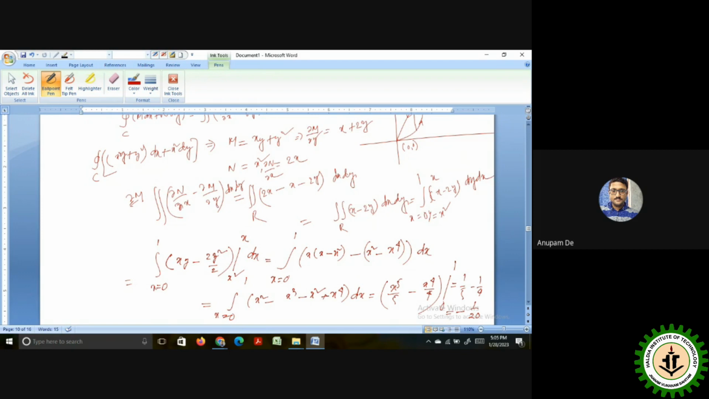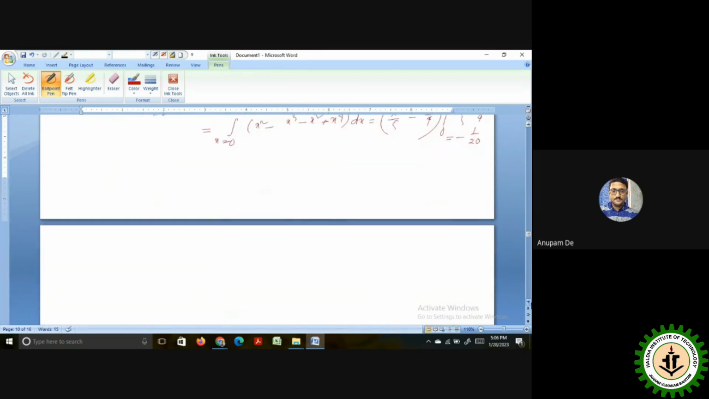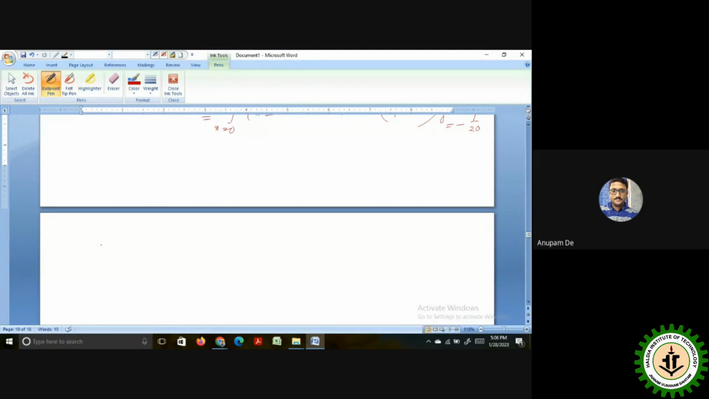Okay, this is the answer to the problem: evaluate by Green's theorem, or rather the right hand side of Green's theorem. The left hand side is this, and the right hand side is del N del x minus del M del y, that we found as minus 1 by 20. Now for the second part, if we want to find it by the line integral, basically the integration over C of xy plus y square dx plus x square dy.